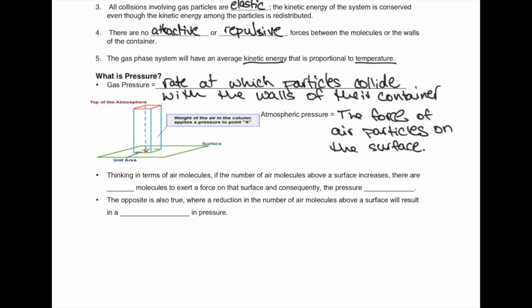So thinking in terms of air molecules, if the number of air molecules above a surface or above you, all right, if there are more molecules, right, to exert a force on that surface, and consequently then the pressure will increase, right? So if there's more stuff on top of you, then that weight of all of those particles you're going to feel that, okay? The opposite is also true. So where a reduction in the number of air molecules above a surface will result in a decrease in pressure.